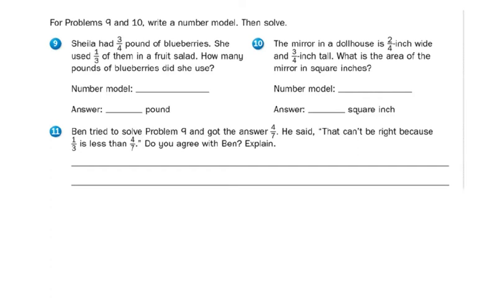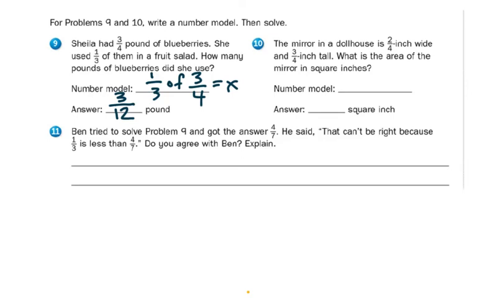For problems 9 and 10, write a number model and then solve. Sheila had 3/4 pound of blueberries. She used 1/3 of them in a fruit salad. How many pounds of blueberries did she use? So she had 1/3 of 3/4 of a pound. Go ahead and put that variable in there. And let's multiply. 1 times 3 is 3. 3 times 4 is 12. 3/12 of a pound.